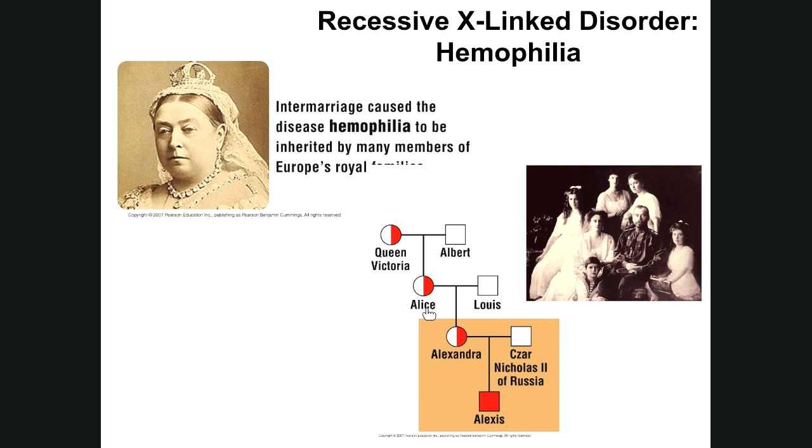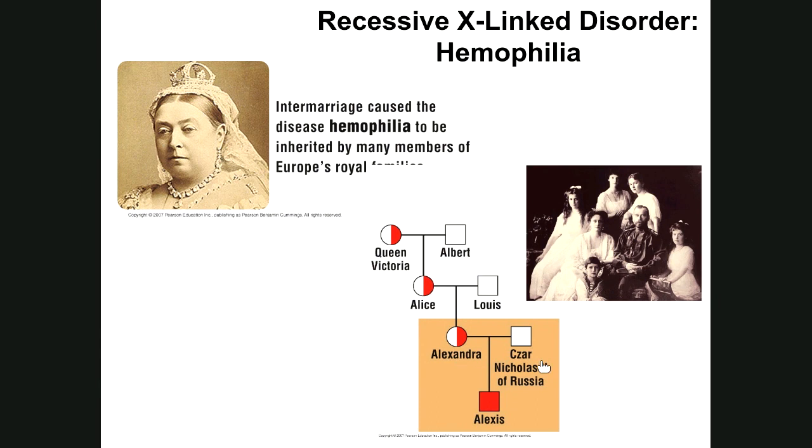Alice and Louis have their own child. It's a daughter, Alexandra. Louis does not have hemophilia. On his one X chromosome, he has the normal dominant allele that he passes on to his daughter. Alice, however, happens to pass on the one of two X chromosomes that's carrying the recessive allele that causes hemophilia, and she passes it on to Alexandra.